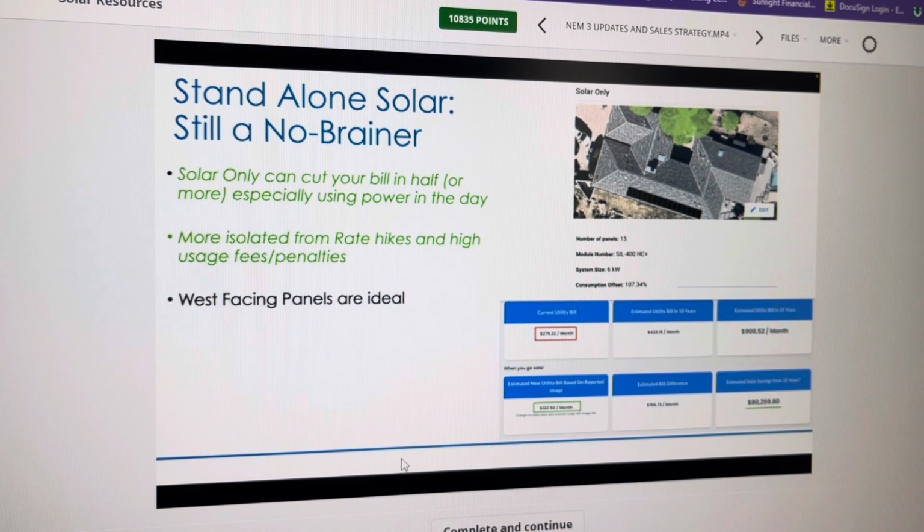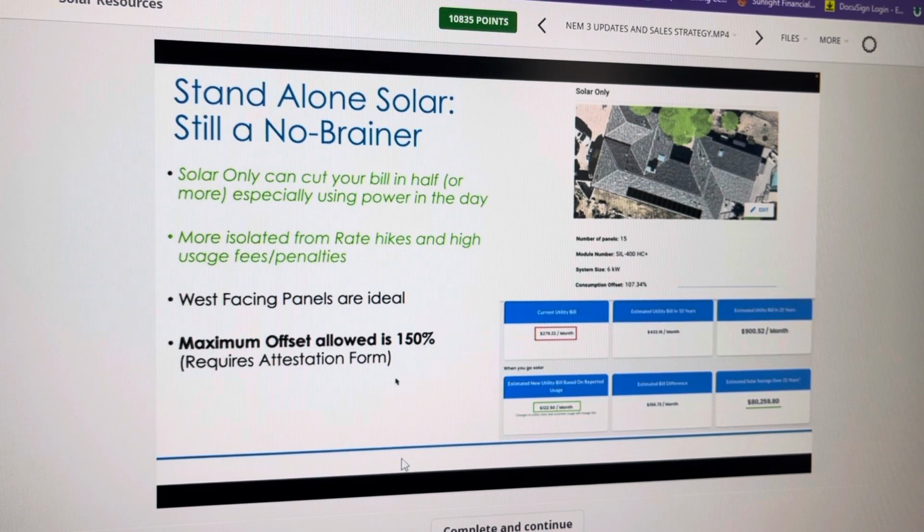If you're going solar only, west facing is ideal. You want to take advantage of producing power during the peak times of the day. So you want to definitely have some west facing, or at least southwest facing. That is the best bet in the NEM 3 setup.